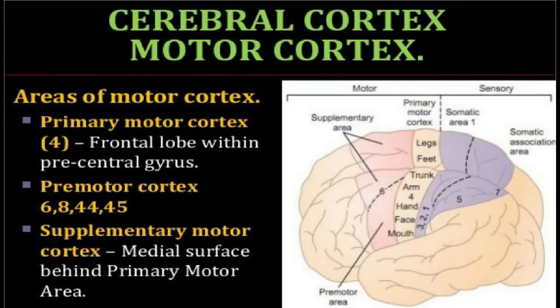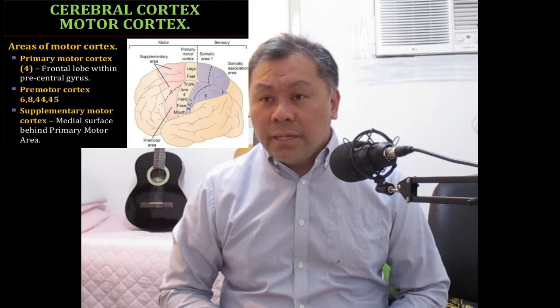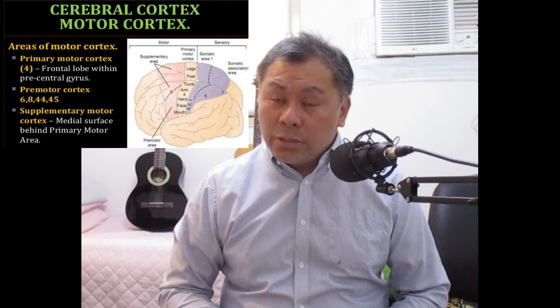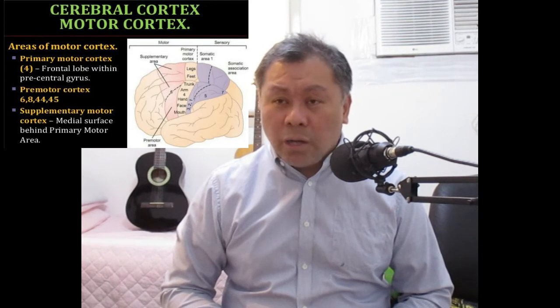We also have the premotor cortex, areas 6, 8, 4, and 45. Anatomically, I don't require you to memorize this. At least you have read it and have the familiarity of, oh, those were the cortex: premotor, precentral gyrus, within the frontal lobe. When you say frontal lobe, most of that part of the brain is in charge of the control of the motor system. We also have the supplementary motor cortex on the medial surface behind the primary motor area.